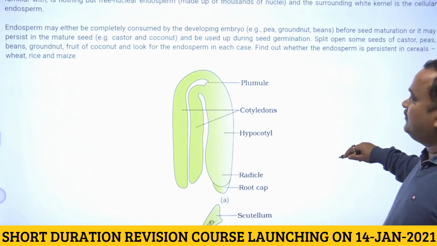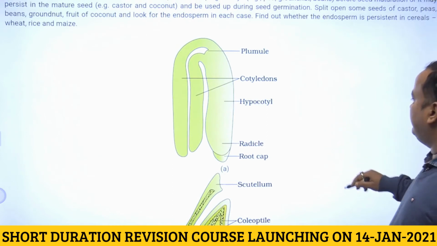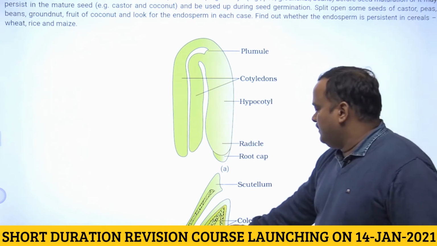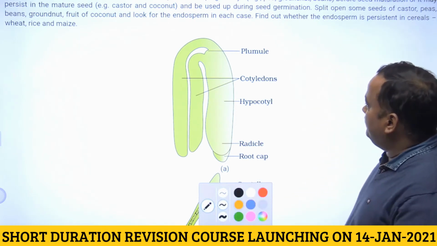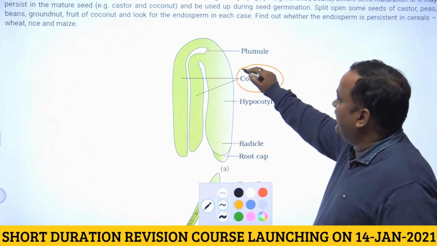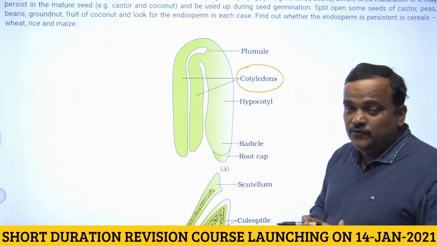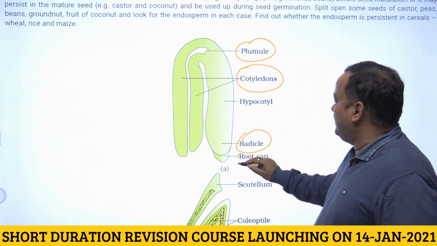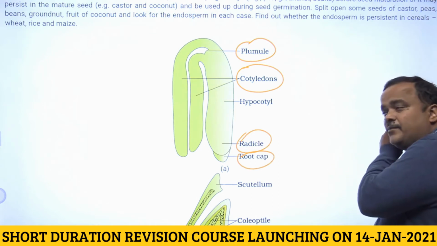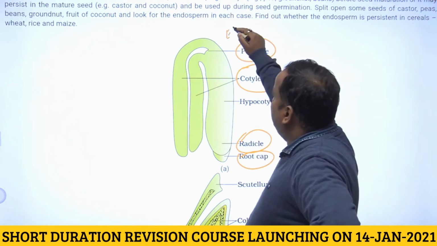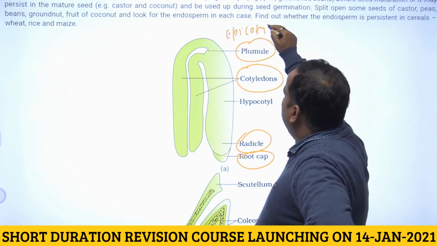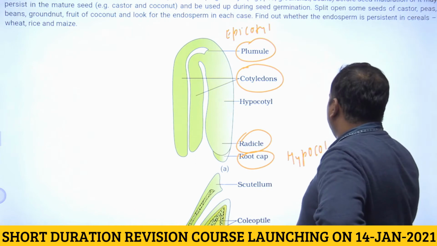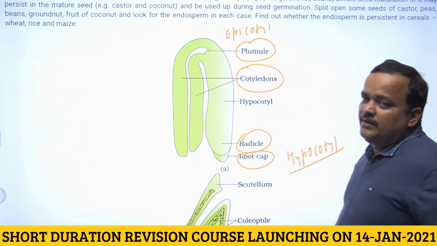Now, these are the 2 diagrams of dicot and monocot embryo. First, it is dicot embryo. This is your dicot embryo, which consists of 2 cotyledons. Okay, these are 2 cotyledons which are heavy due to storage of food material. This is plumule, this is radicle, and this is root cap. Now, part of embryo above cotyledon is referred as epicotyl, and below cotyledon is referred as hypocotyl.